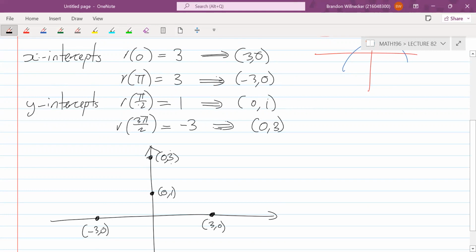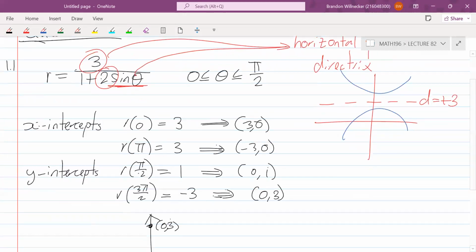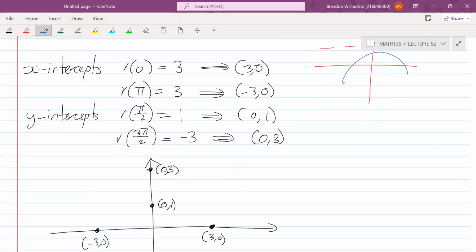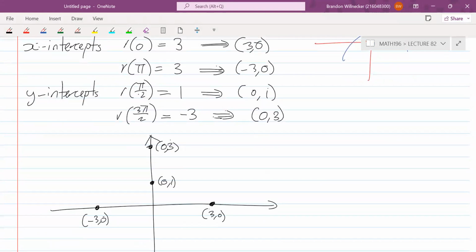So we can now connect these points because we know the general shape. It looks something like that in blue. But remember, we're only dealing with the graph from 0 to pi over 2. So that means it's going to be this part over here, like that. And then the asymptote line, that's going to be somewhere along here. So that top branch is going to follow the asymptote line.